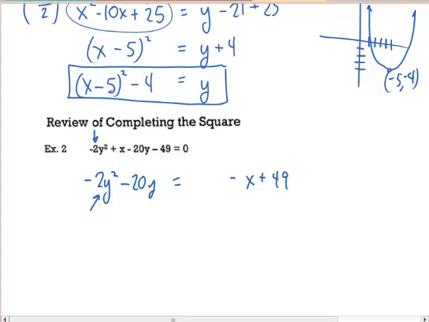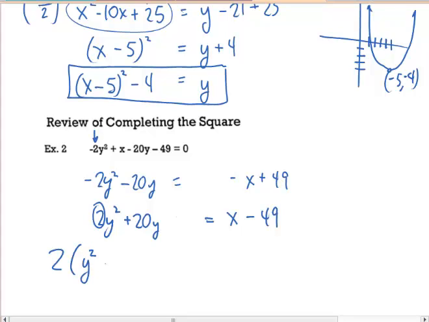So all I have to do to get rid of them is divide everything by -1. So I really have 2y squared plus 20y, because I'm dividing by -1, equals x minus 49. Remember, everything gets moved on over. So the next thing I'm going to do is factor out that leading coefficient, because I don't like to complete the square with a leading coefficient. So I'm going to factor 2 out.